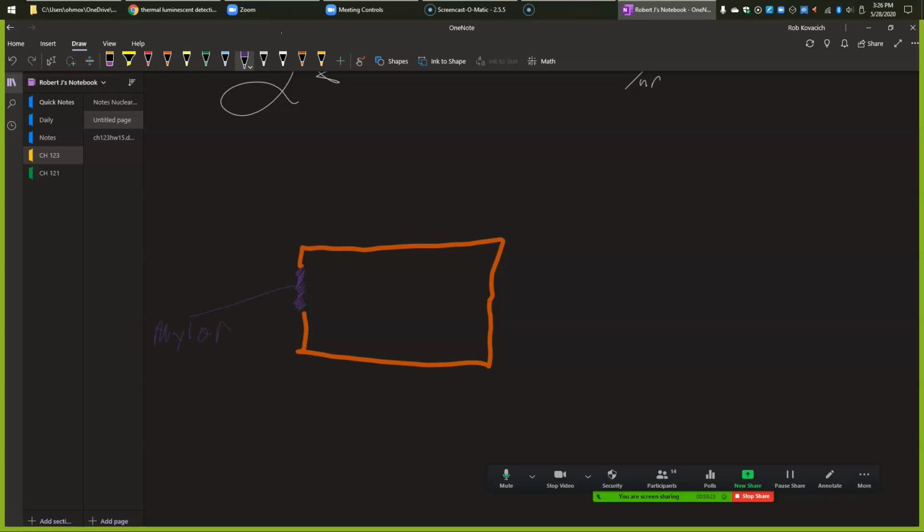Do you guys know what Mylar is? Isn't it like a film? Yep. You know specifically what it is? No, but it sounds super familiar. Anybody? I know that you can put it on glass to make really cheap one-way mirrors. Okay. Anything else?